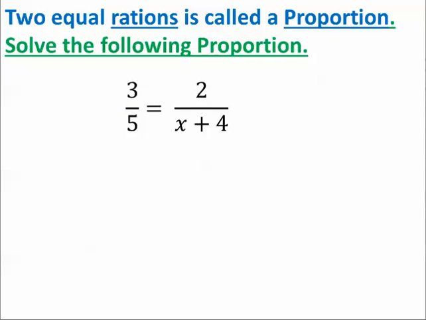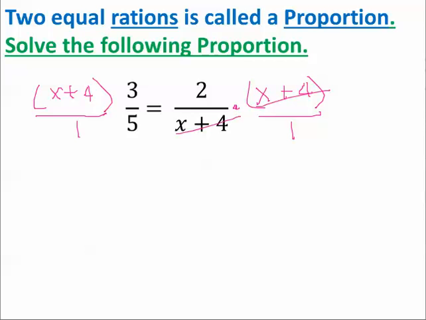This guy looks a little funny, doesn't he? Let's tackle him the same way. We see this x plus 4 down here. And the way to make it go away, so that I can solve for the variable, is to multiply both sides by that. And again, thinking about it being over 1. On this side, it just goes away, and all that's left is the 2.